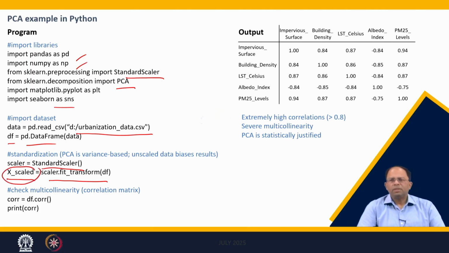The next job is to check the multicollinearity by looking at the correlation matrix, and for that we can say df.corr(), which will give you the correlation matrix, and we can print it. And as you can see over here, there is a lot of correlation between the data, and these values are pretty high, and that means PCA is statistically justified. Because there is a lot of high correlation, we can go for PCA to reduce the number of dimensions.